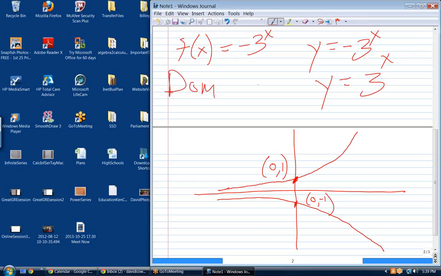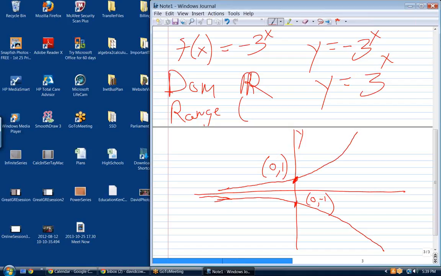Domain, negative infinity to infinity. All real? Okay. What's the range? I'm guessing it's going to be in parentheses 1, 2, no. Negative 1. Look at the y-axis, or 0. There you go. 0. In other words, negative infinity.